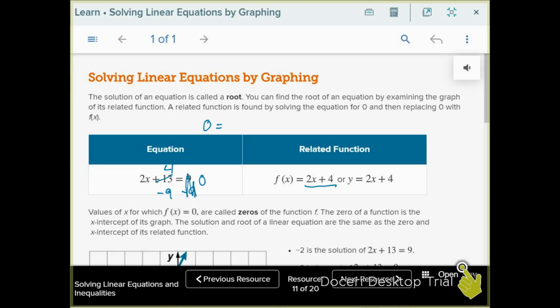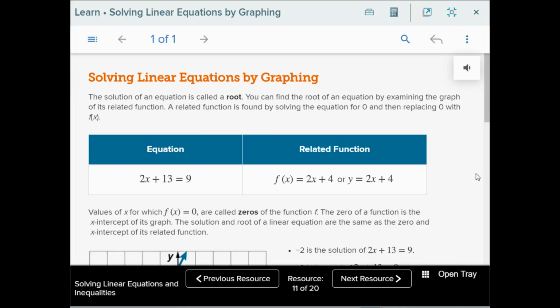So we would have 0 equals 2x plus 4. But then we replace the 0 with f of x. And there we have our related function. Remember that f of x is the same thing as y. So these two are saying the same thing. f of x is just called function notation, whereas this is just our equation using y.